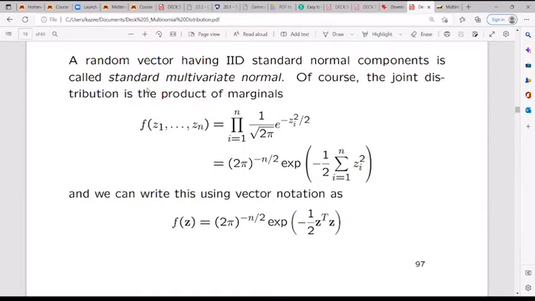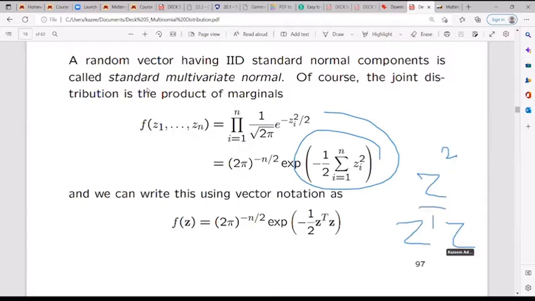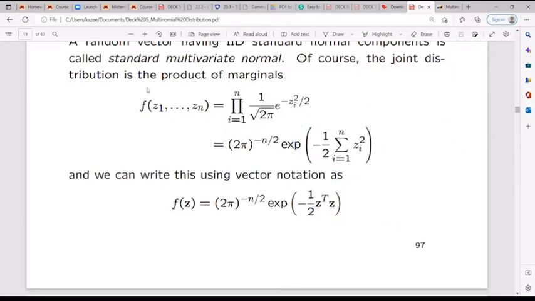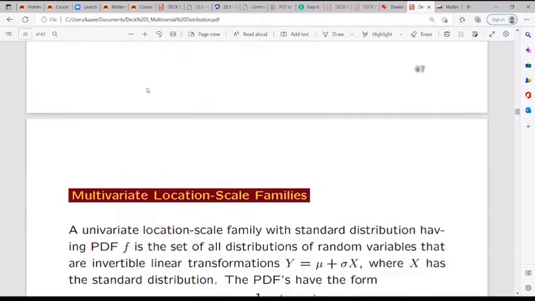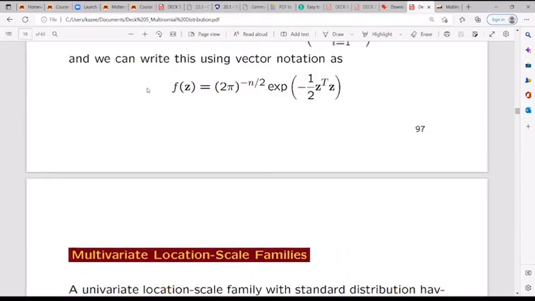Now, how can I write this in matrix form? If I want to write z squared in matrix form, it's going to be z transpose z. That's what you see here. Take a look at that. What I've just done here is more or less trying to call this a multivariate normal. I'm trying to call that multivariate normal now.